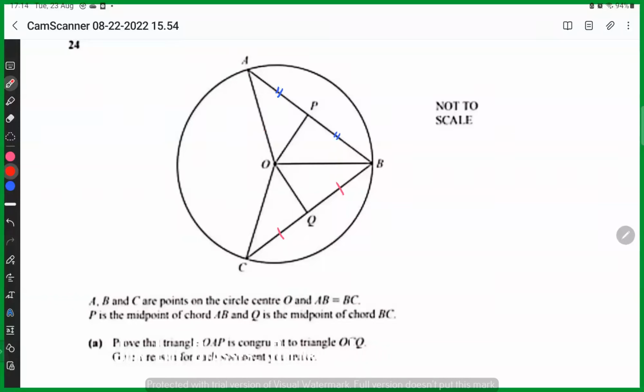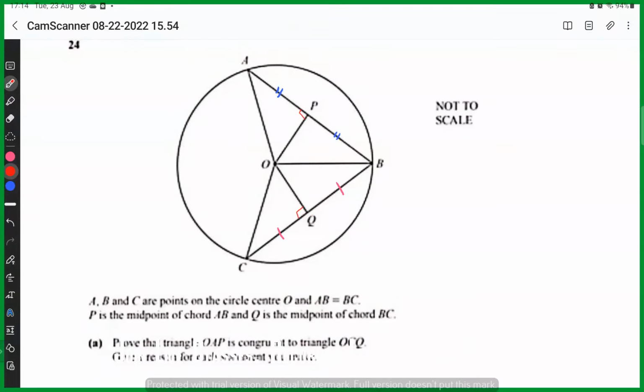This one can be done in multiple ways. There is a right angle on OQ. Yes, OQC, right? Yes, this one. Very good. And the other one as well. And can you justify this? They've written to give a reason. Right, right. Hypotenuse and side.